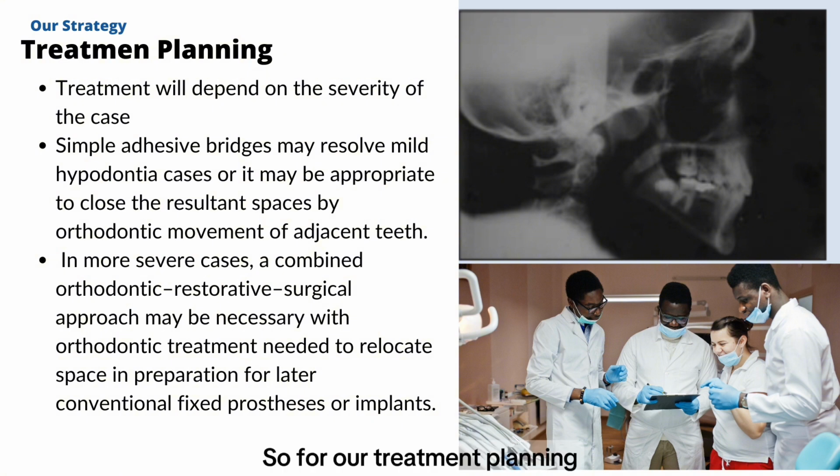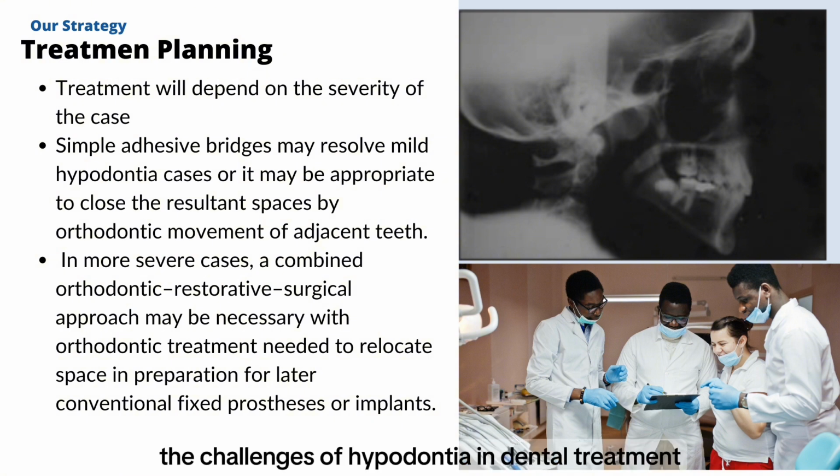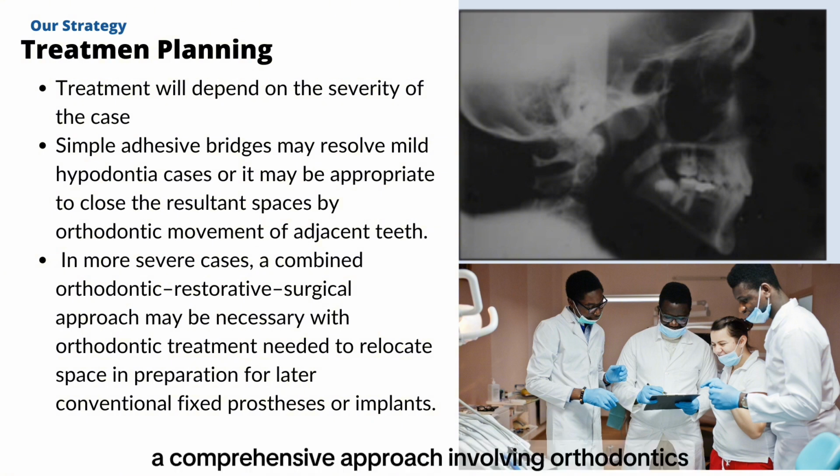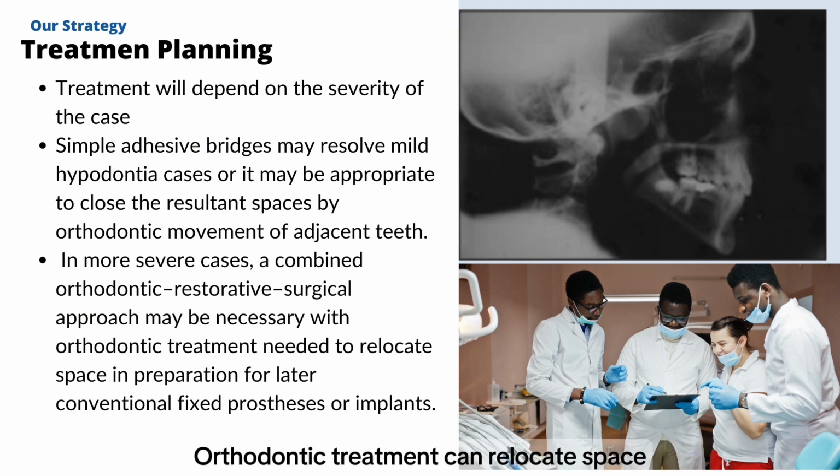So, for our treatment planning, the challenges of hypodontia in dental treatment require consideration of its severity. Mild cases may be addressed with simple adhesive bridges or orthodontic movement of adjacent teeth to close gaps. In more severe cases, a comprehensive approach involving orthodontics, restorative procedures, and surgery may be necessary. Orthodontic treatment can relocate space, preparing for later conventional fixed prosthesis or implants.